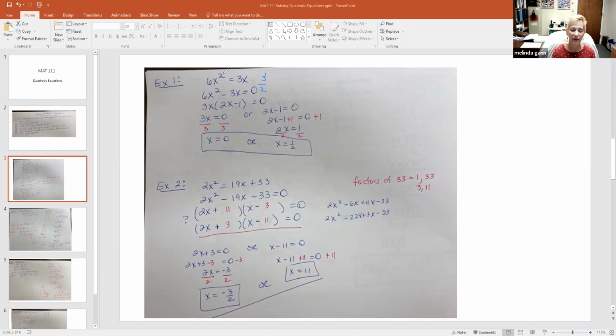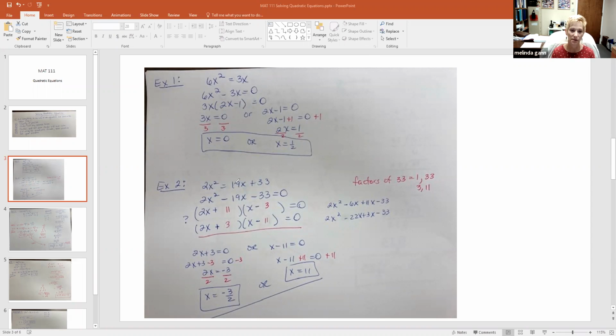If you plug a half in there and you square it, you get a fourth. And 6 times 1/4: 6 times 1 is 6, and 1 times 4 is 4, and 6/4 reduces to 3 halves, so it would check. Okay? Now, what if you had a problem like this?